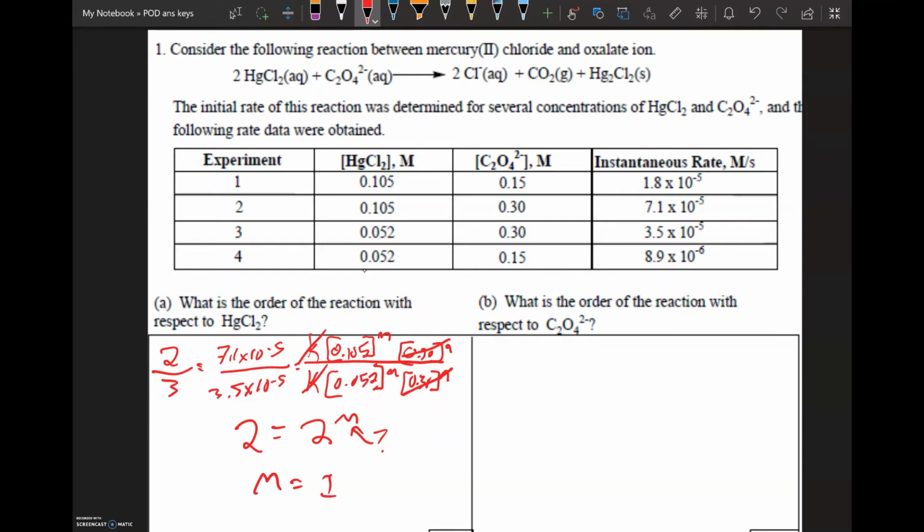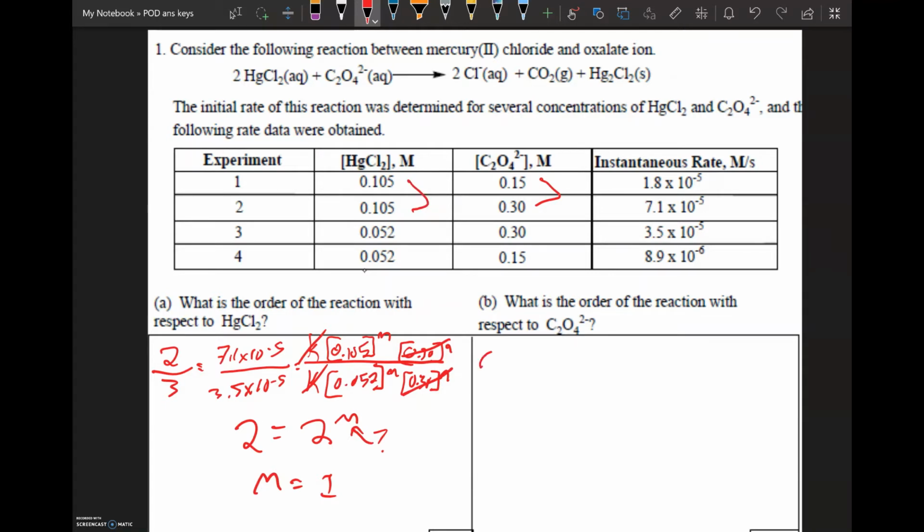So what that means is that mercury chloride is first order with this particular reaction. Now we'll do the same thing for the oxalate ion, and so again we need to find two experiments, keep the other one constant. So what I'm looking at here is it changes there, and this stays the same, so that's perfect.